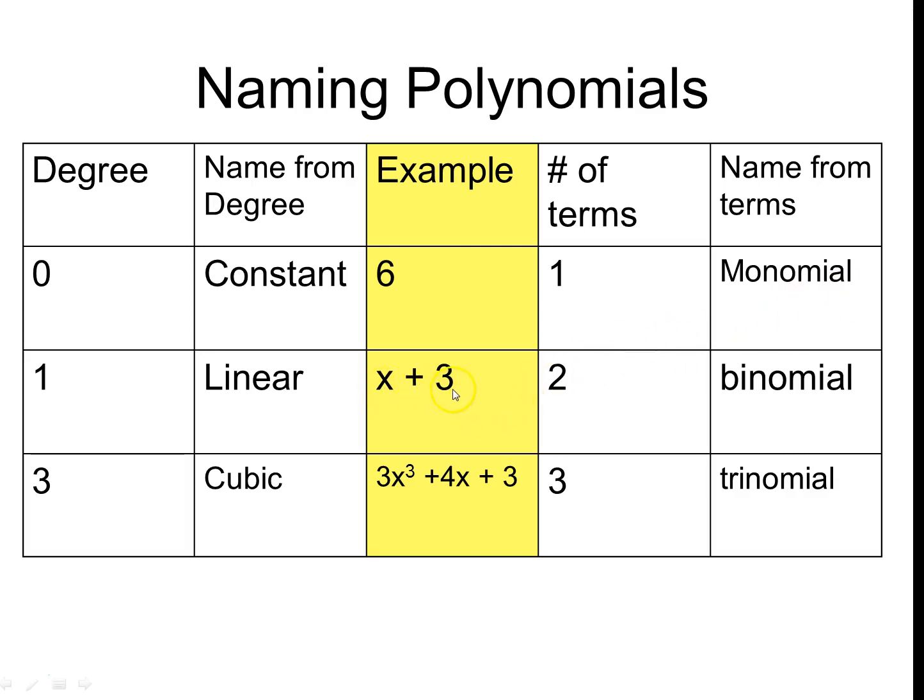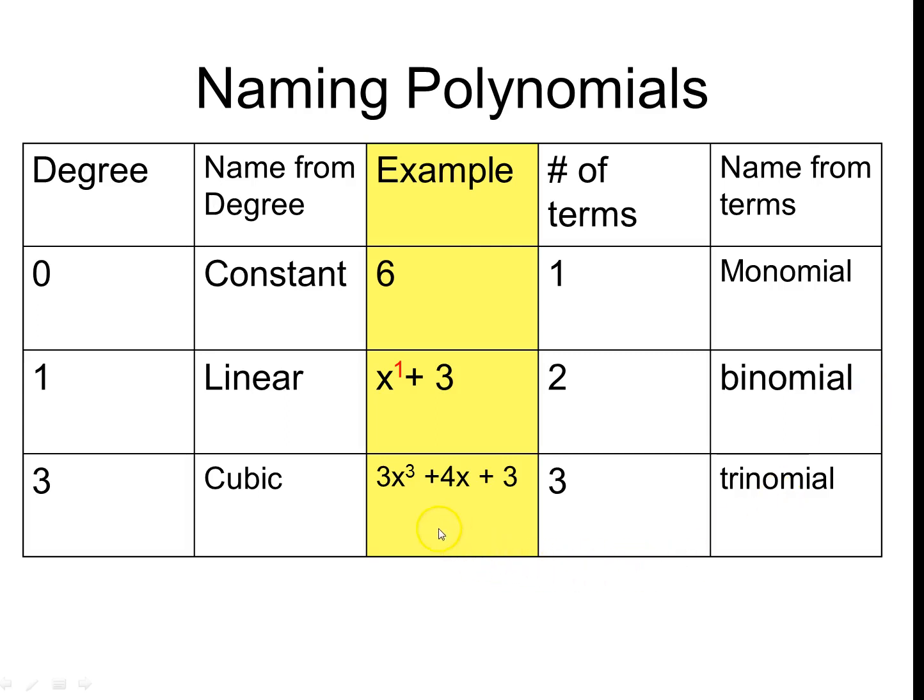Look at x plus 3. What is the largest exponent? Well, you're supposed to remember there's a little 1 right there, isn't there? So the largest exponent is a 1, and we're already supposed to know that's a linear, isn't it? But how many terms does it have? Well, it has 2 terms. It has an x and a 3, so it has 2 terms, therefore it's a binomial.